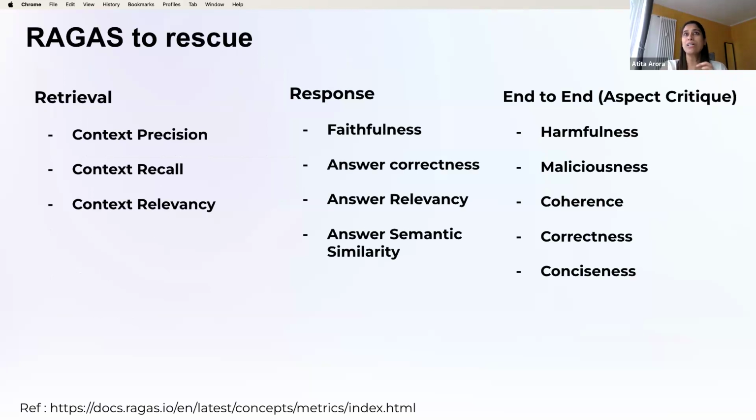I've also tried to bifurcate the metrics into different categories. It provides you with the retrieval evaluation metrics like context precision, context recall, context relevancy. With responses, it has faithfulness, answer correctness, answer relevancy, and answer semantic similarity as well. Apart from that, the notebook also uses the aspect critic, something that would go in the line of the compliance or the ethics that I was talking about in the previous slide. Something like ensuring that your response is not harmful, not malicious, is coherent, is correct, is concise. You can find out more in the RAGAS documentation as well.